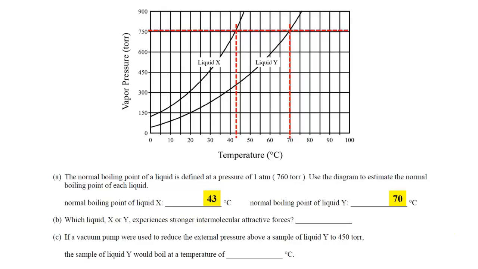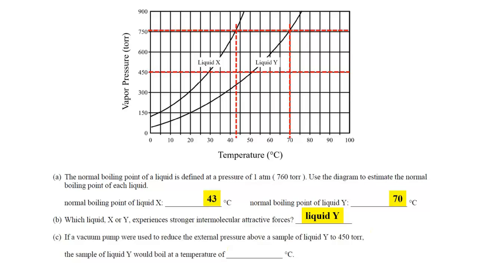Which liquid, X or Y, experiences stronger intermolecular attractive forces? The higher the boiling point, the stronger the attractive forces between the particles. So because liquid Y has a higher boiling point than liquid X, we can say that liquid Y would experience stronger intermolecular attractive forces. Now we're going to change the pressure. So no longer 760 torr, which is the normal boiling point. We're going to take a vacuum pump. And if we use a vacuum pump to reduce the external pressure above a sample of liquid Y, we're going to reduce it down to 450 torr.